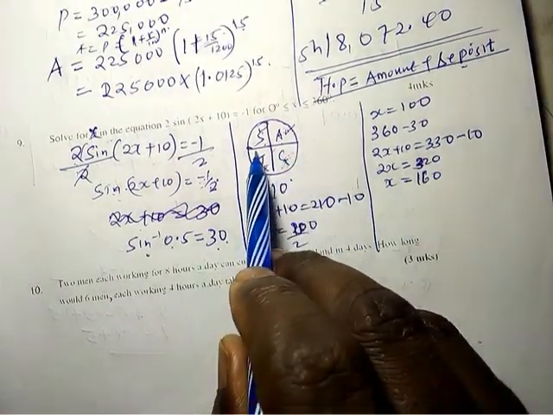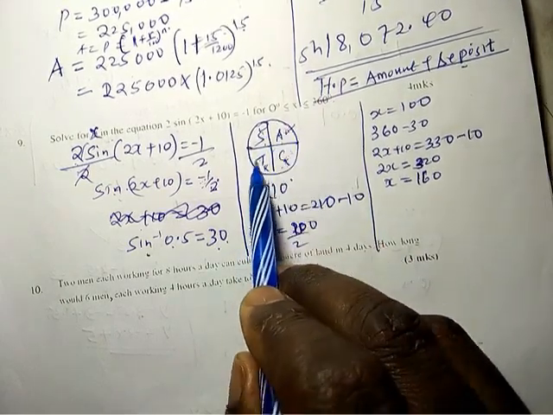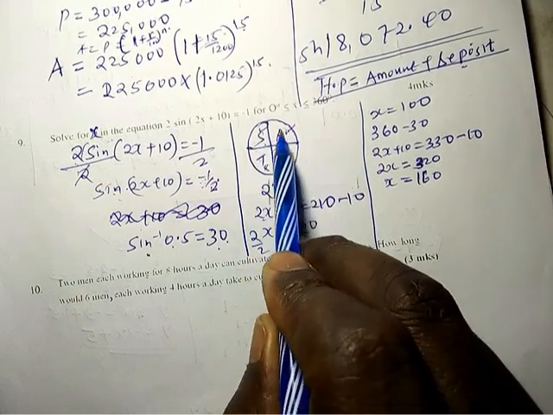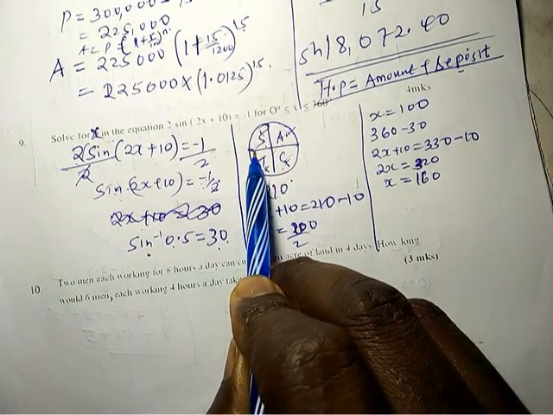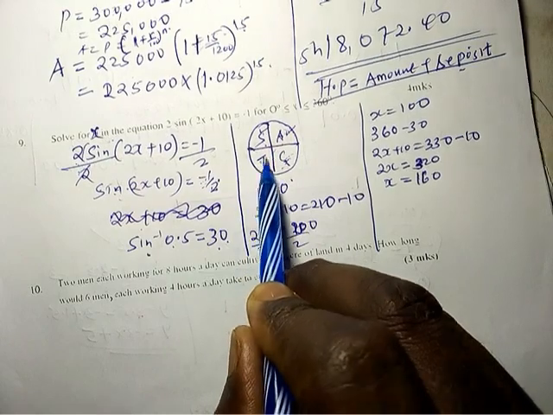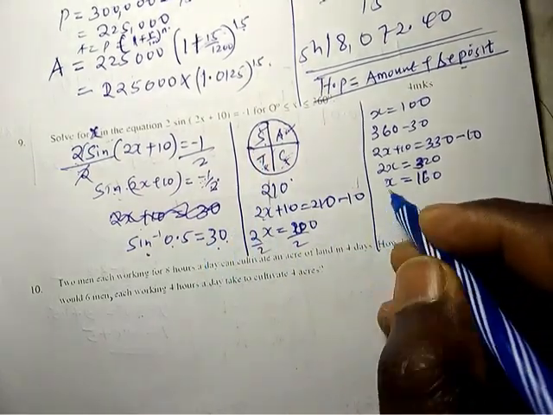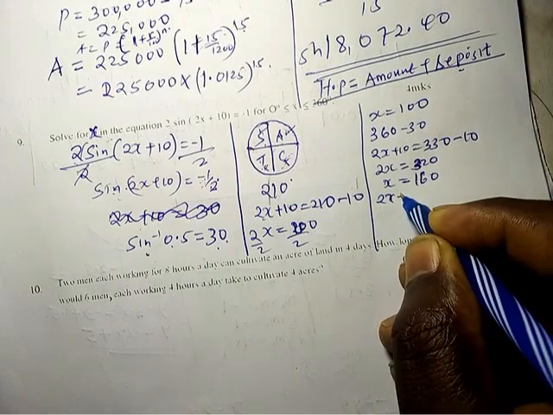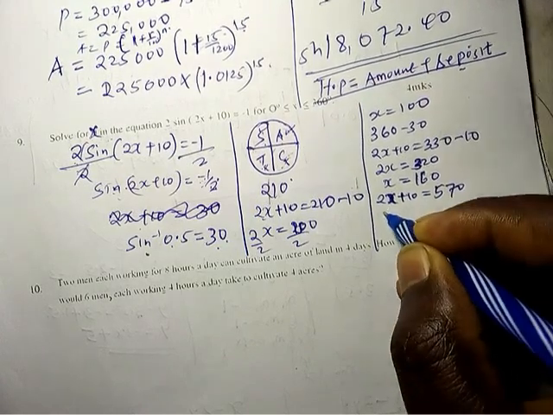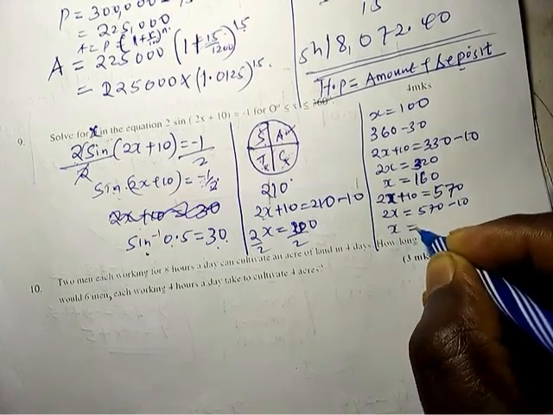So again we have finished one round, and we continue until we reach here. When we reach 360, we have gone round. It will be 360 plus 180, that is 540. 540 plus 30 is 570. So we say 2x plus 10 is equal to 570. 2x equal to 570 minus 10. X is equal to 280.